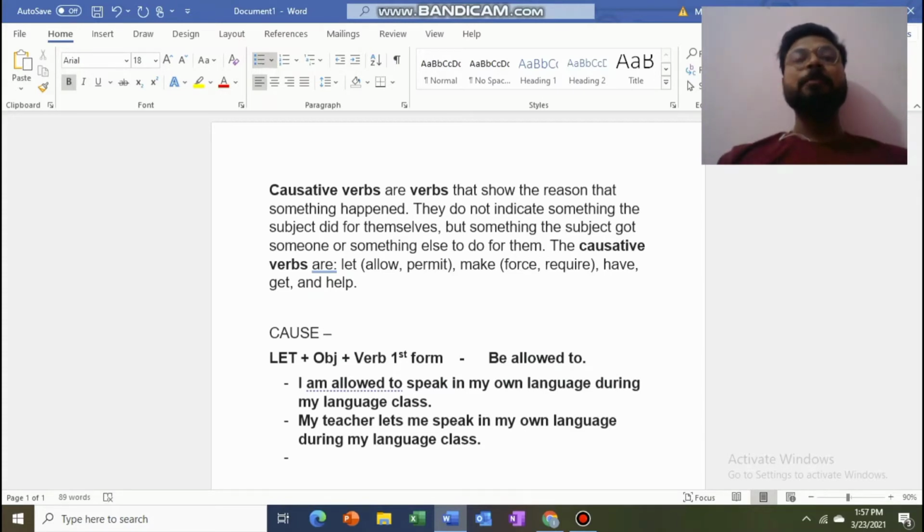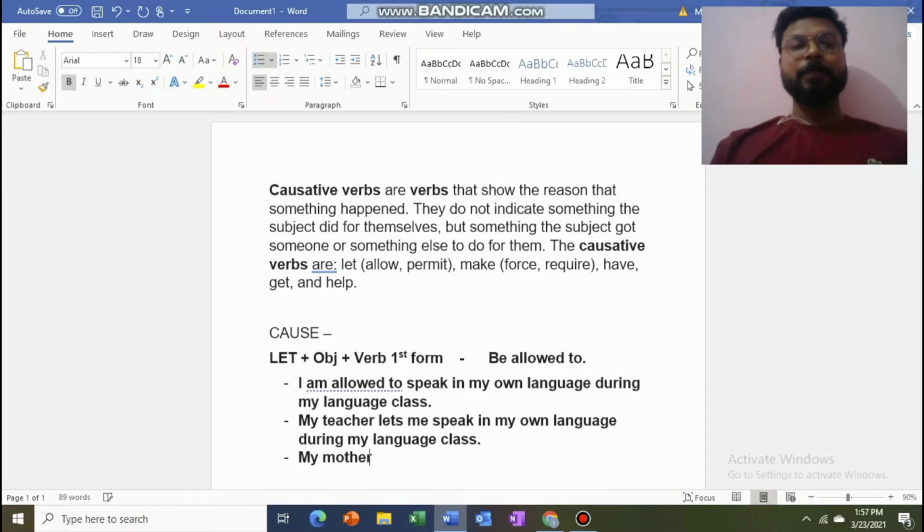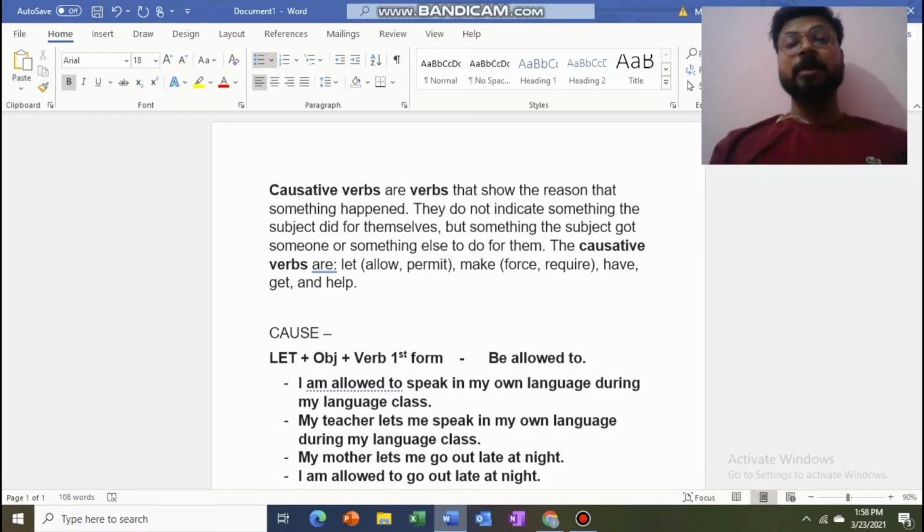Let's take another example with let. Suppose I write here, my mother lets me go out late at night, though it never happens. It has never happened in my entire life. But just for an example, my mother lets me go out late at night. If I'm going to convert it into allowed to, it's going to be: I am allowed to go out late at night. You do not need to mention the doer, the one who is allowing you, because mostly it is understood.